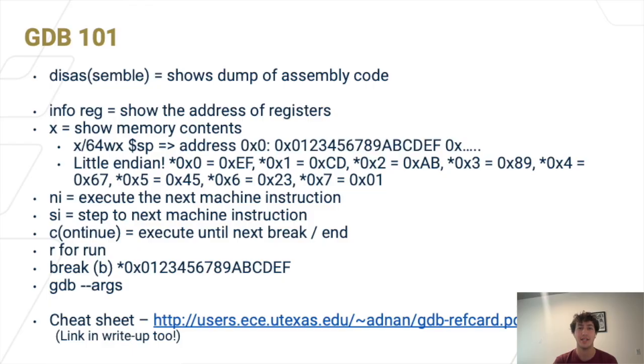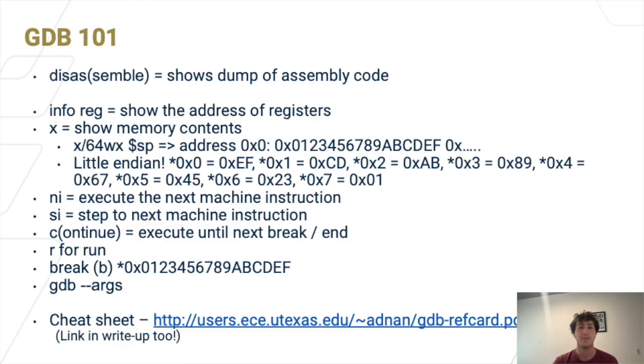C is short for continue and makes the CPU crunch instructions until your next breakpoint, which I'll discuss in a minute, or until it reaches the end of the program. R runs the program, because the program doesn't start up right away when you launch it with GDB.